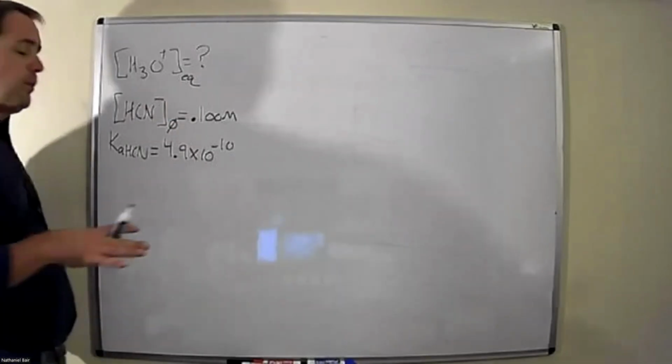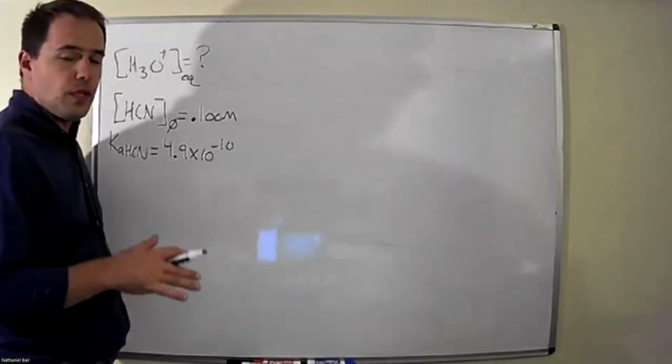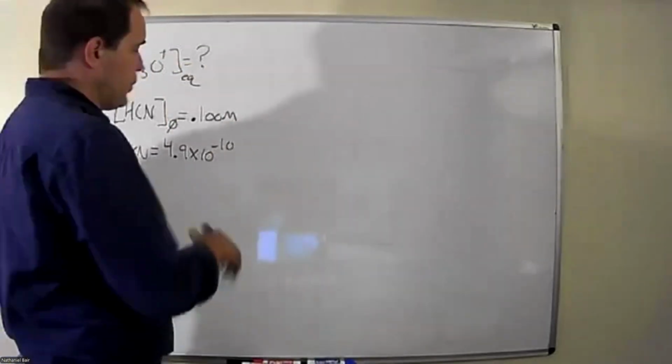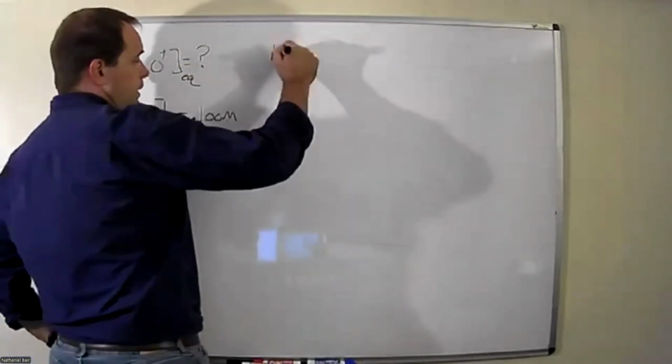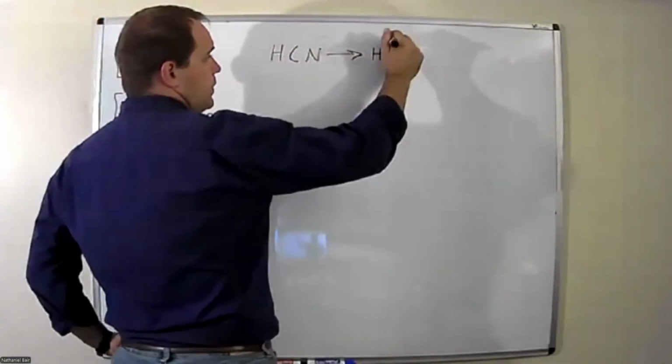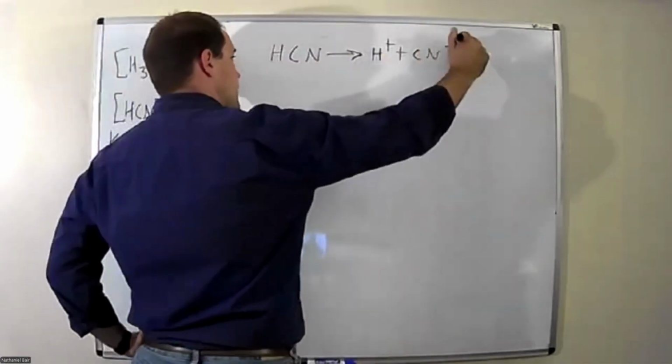The first thing you want to do when you get a problem like this is write the dissociation equation. It's kind of like a stepwise process. So we want to show HCN acting like an acid. Again, I'm lazy, I don't include water. That's going to break up into H plus and CN minus.